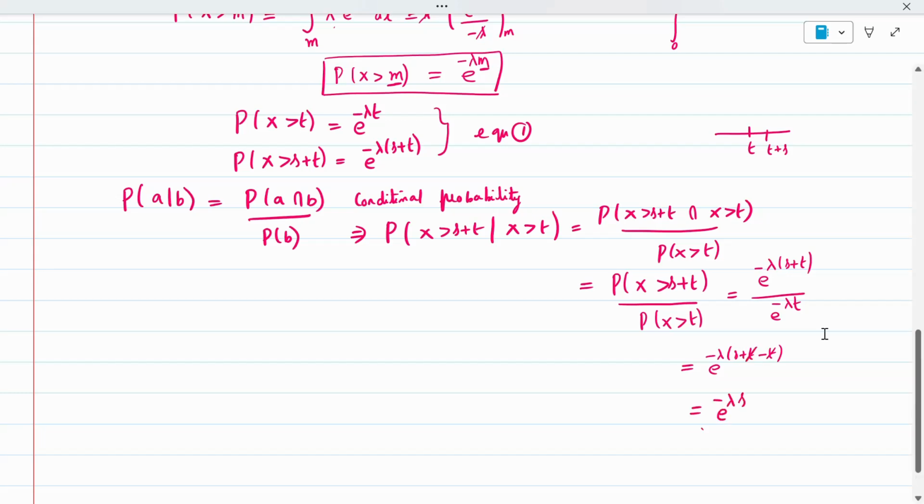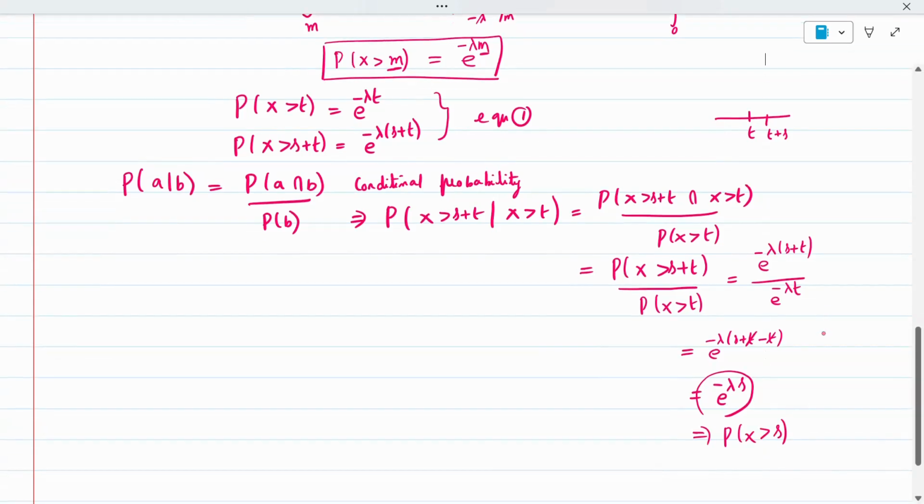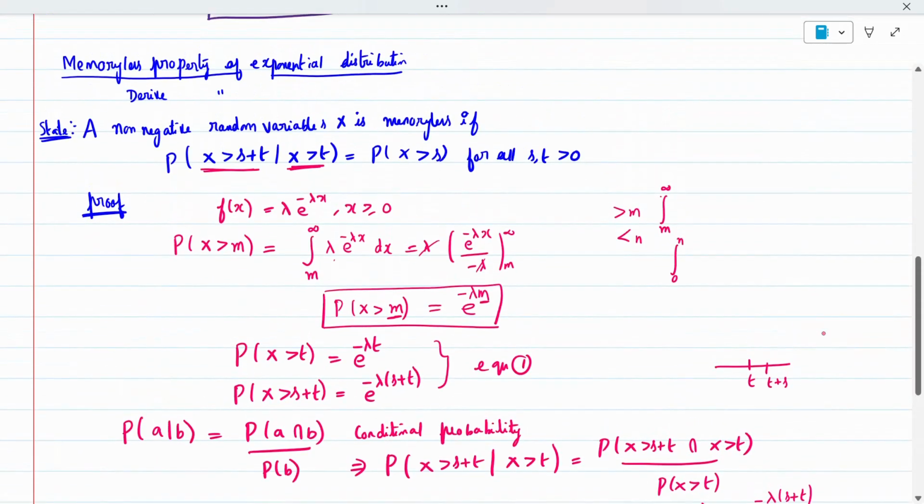E to the power minus lambda s I can write as probability of x greater than s. You check the right hand side. Left I have taken, and now on the right my solution came. See here, left I have taken, right I got the answer.